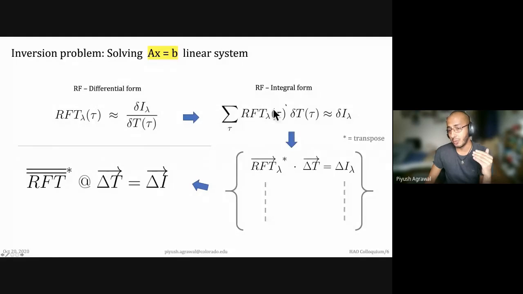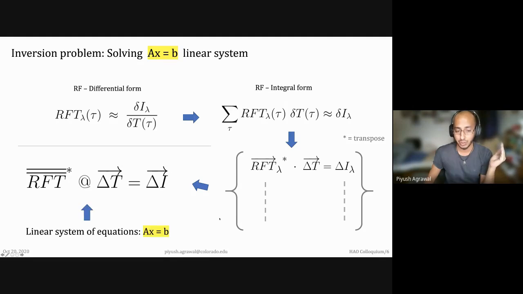From this integral form, you can write a vector equation: the response function vector times the delta T vector equals your delta I, the total delta I. And if you stack multiple wavelengths on top of each other, this leads to a matrix equation, which is your Ax = b that you're solving.